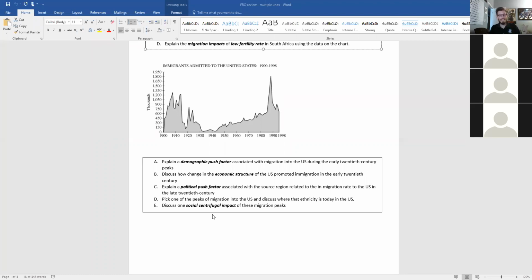Right? Why can't they assimilate? Why can't they be like us? Why can't they speak our language? Why can't they practice our religion? Why do they have to do their thing? Why do I have to accommodate them? All of these things are what you can talk about as social centrifugal impacts, that culture clash. So it seemed like a really difficult question, but you had a bunch of answers that you could use as long as it involved social.